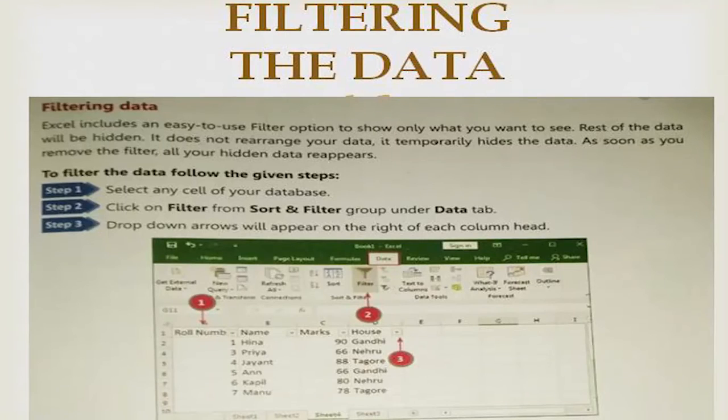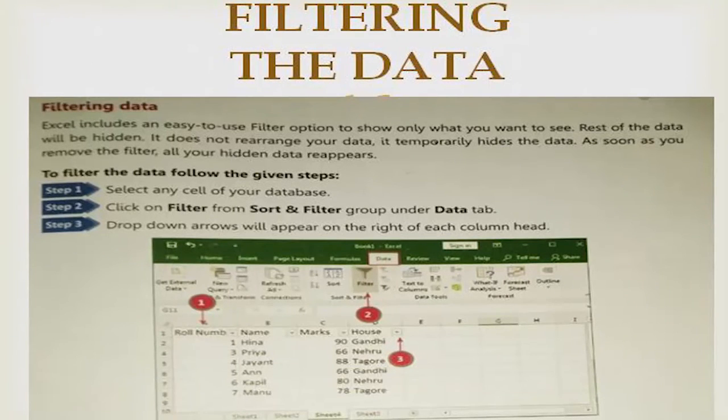Next topic is filtering the data. Excel includes an easy to use filter option to show only what you want to see. Rest of the data will be hidden. It does not rearrange your data, it temporarily hides the data. As soon as you remove the filter, all your hidden data will reappear. That means filtering means whatever data you want to see will appear and the remaining data will be in the hidden position.